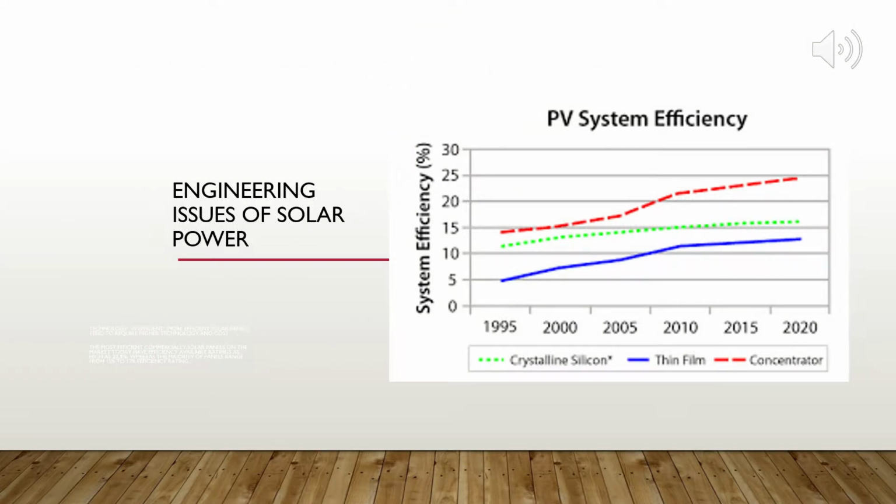Engineering issues of solar power: technology and efficiency. More efficient solar panels tend to require higher technology and cost. The most efficient commercially available solar panels on the market today have efficiency ratings as high as 22.5%, whereas the majority of panels range from 15% to 17% efficiency rating.